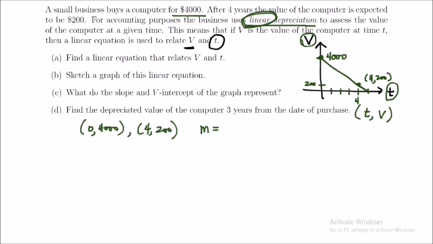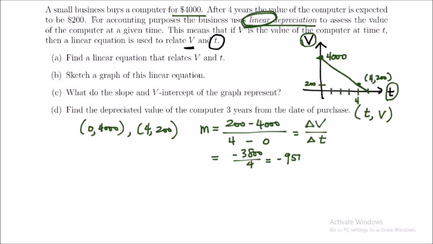The slope is going to be the change in the y value, which is 200 minus 4,000, over the change in the x value, which is 4 minus 0. Now, I've actually used the wrong terminology here. I can no longer speak of changing y over changing x. It's really changing V over changing t. Okay, so if you simplify this expression here, we get negative 3,800 divided by 4, which is negative 950.